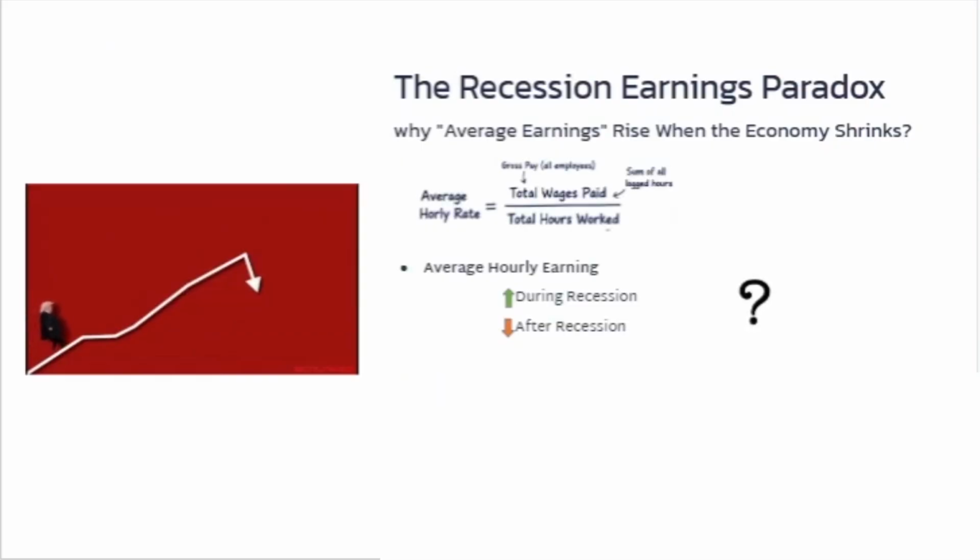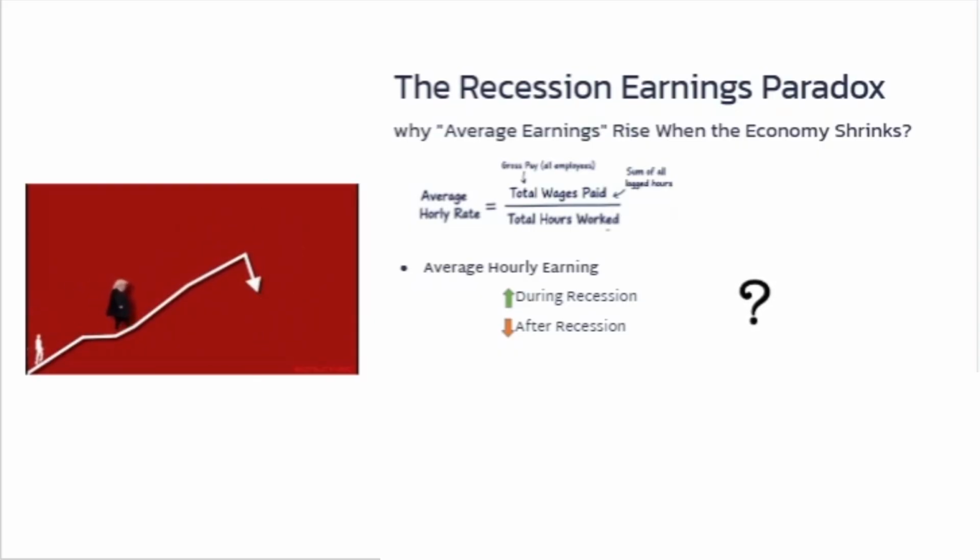Now back to the question that we started with. We found out that each month the Office of Labor Statistics calculates the average hourly earnings from the payroll data, and they find that during recessions the average hourly earnings goes up, and when the recession ends, the average hourly earnings starts going down. How is it possible that the average earnings rise when the economy shrinks? How do we make sense of this?